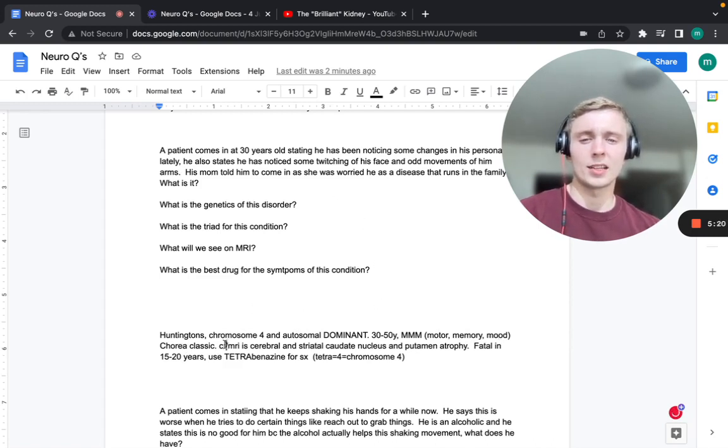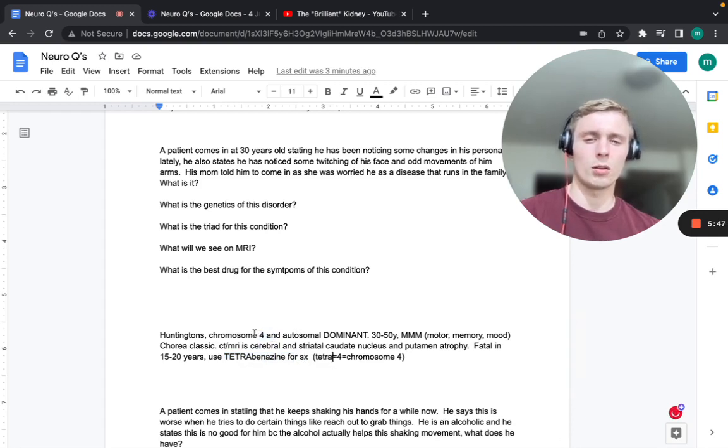Again, chorea is classic. On CT or MRI, the more specific finding is cerebral and striatal caudate nucleus atrophy. So they might say cerebral and striatal caudate nucleus atrophy. And again, this condition's fatal in about 15 to 20 years. And the medication that we can use is tetrabenazine. So tetrabenazine, and that's easy to remember, or helps you remember, the chromosome 4.